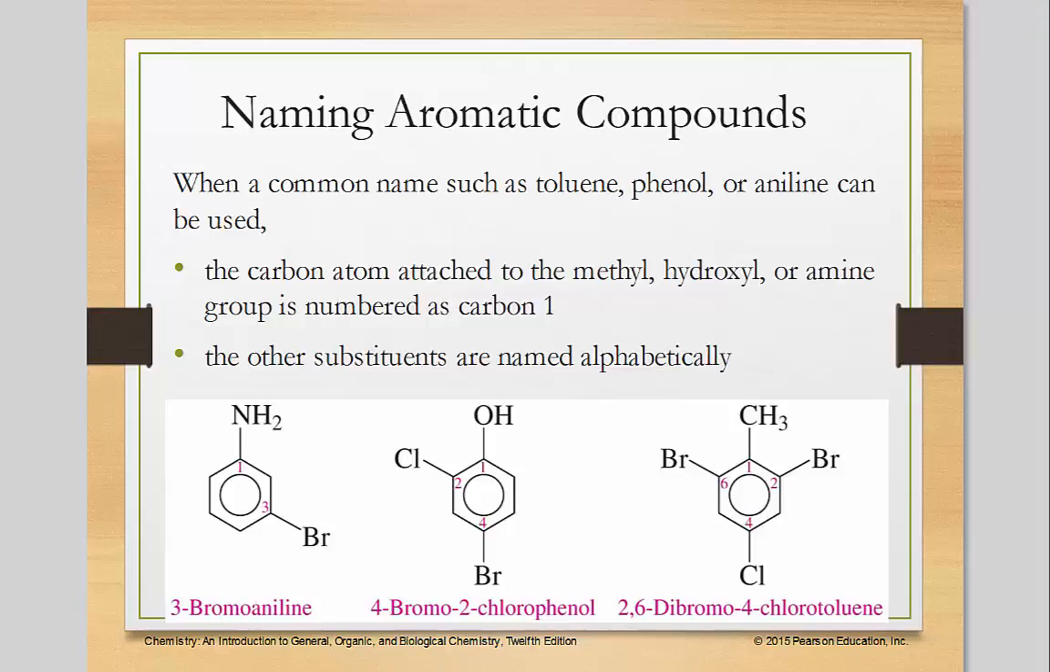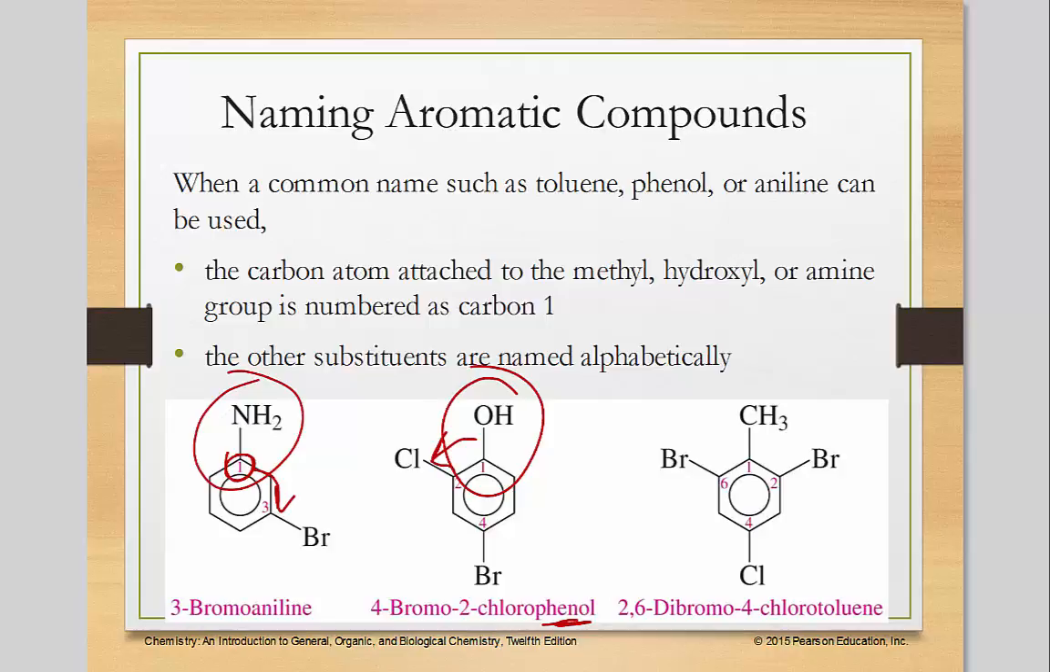When a common name such as toluene, phenol, and aniline can be used, the carbon atom attached to the methyl, hydroxyl or amine group is numbered as carbon 1. So here's aniline with that NH2. The NH2 automatically gets the number 1, and then you go towards the direction of the next substituent. Here, that OH group for phenol automatically gets the number 1. You go in the direction of the next closest substituent.